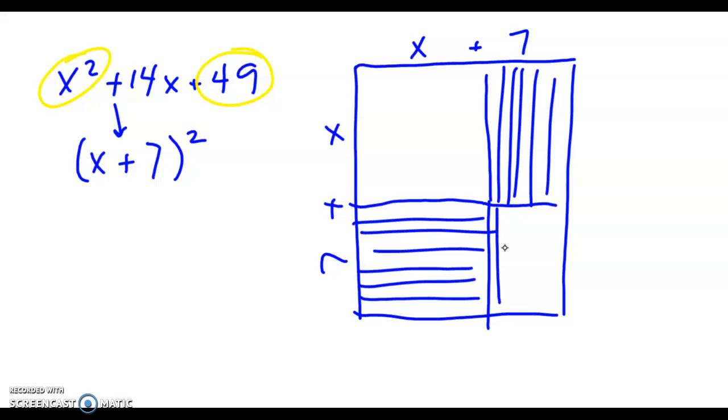And there's going to be 49 ones. Lots of them. 49 ones. Which works out. And it is, as you can see, a perfect square.